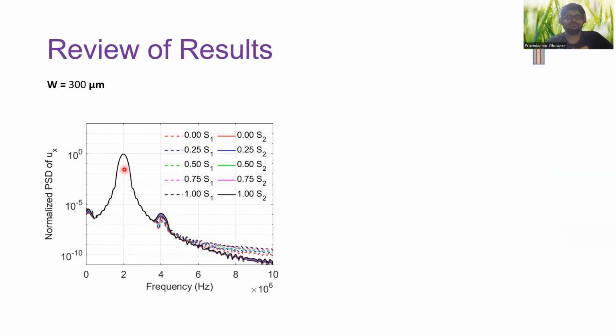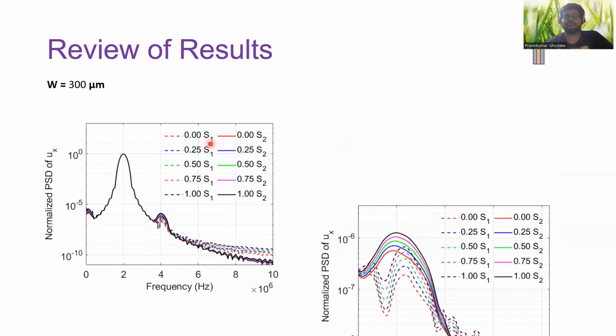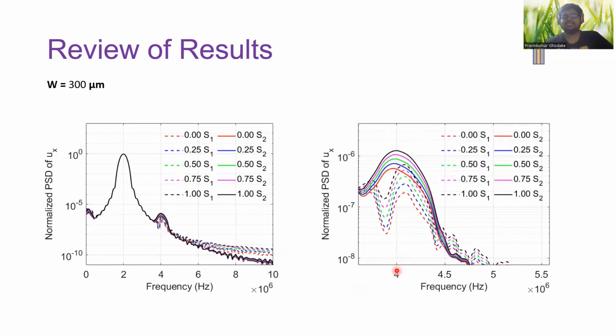This is the input fundamental frequency, second harmonics, and so on. These are forward scattered waves captured at sensor S2. These are the backscattered waves captured at S1. So when we zoom in at the second harmonics at 4 megahertz, if we look into the forward scattered waves, as the intensity of the central layer increases from 0 to 1, the intensity of the forward scattered second harmonics increases. So it's an increasing trend.